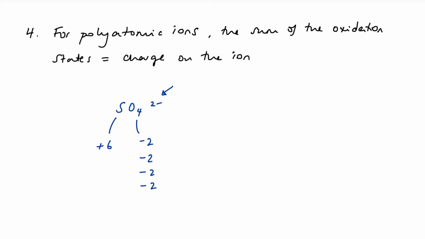If I were to take maybe a different sulfate ion, SO3 2-, then once again the oxidation state of oxygen here is -2. There are 3 of them. So the oxidation state of sulfur in this sulfate ion must be +4. +4 minus 6 comes to -2, which is the charge on the ion.